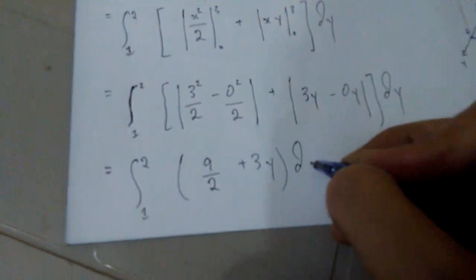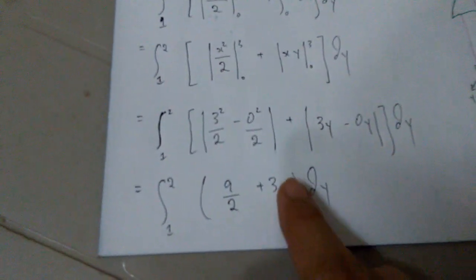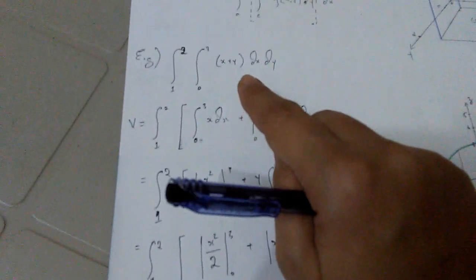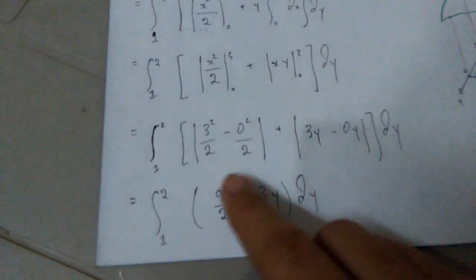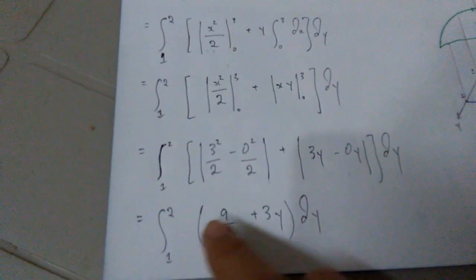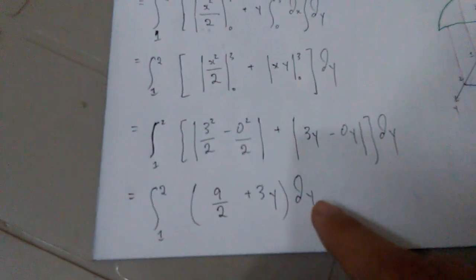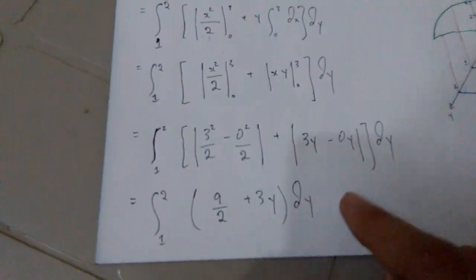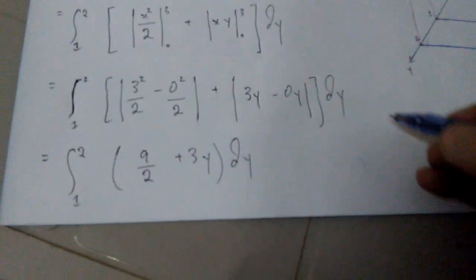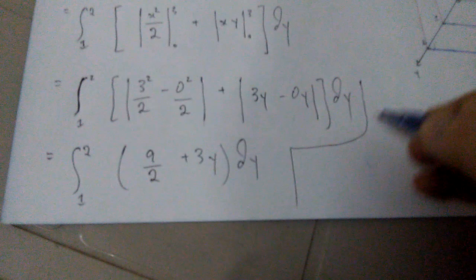And now you can see that by integrating this integrand with respect to x, we are having this answer, and now this is going to behave as the integrand for this integral, and we are going to integrate it with respect to y. So, quite sufficient space. Let's continue from here.